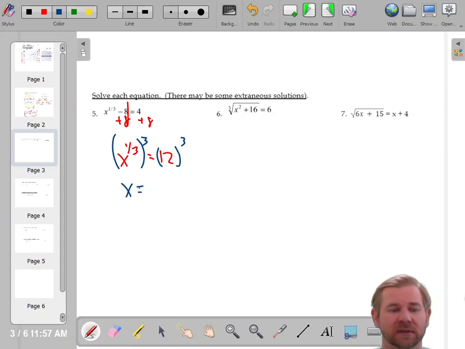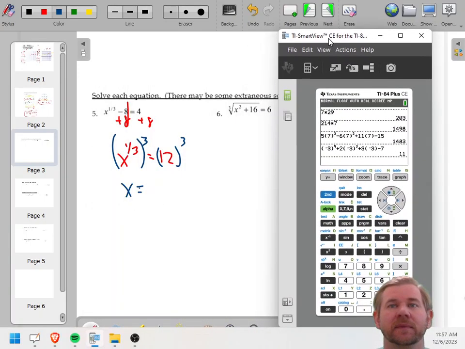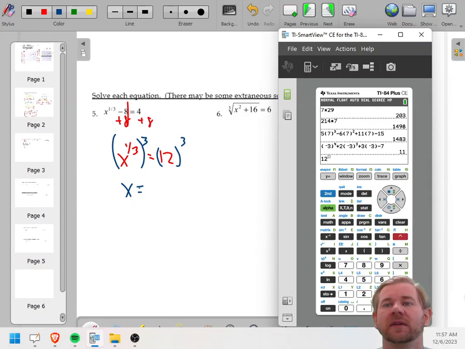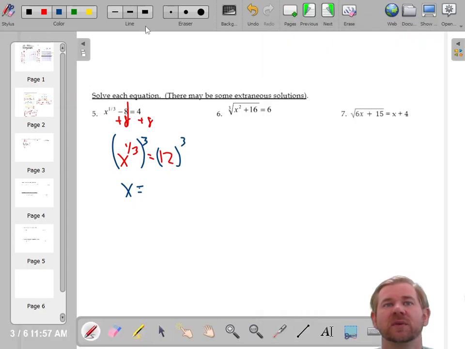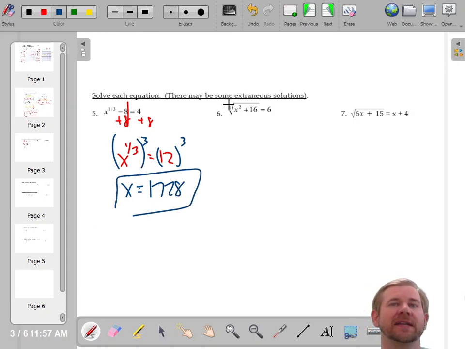That's a big number. All right, let's see. Let me get my calculator out. Come on, calculator. Here we go. 12 to the 3rd is 1728. There you go. Big number. Okay? This one's already by itself, so cube both sides.